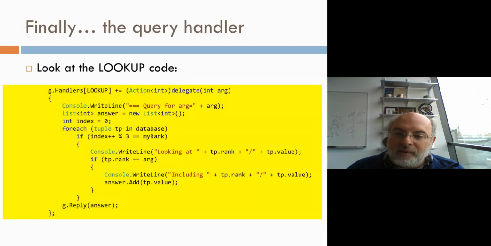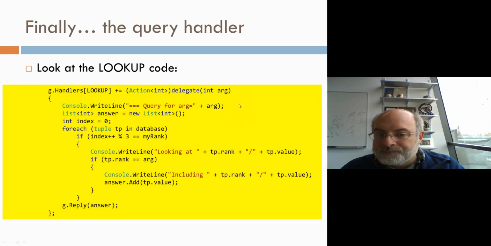So all 3 members will print query for arg equals 0. Later they're going to each print query for arg equals 1, and then they're going to print query for arg equals 2. They're going to print it on the console, and they're not going to log it into the file because they didn't use isosystem.writeLine. They used console.writeLine. They create this new list of answers.